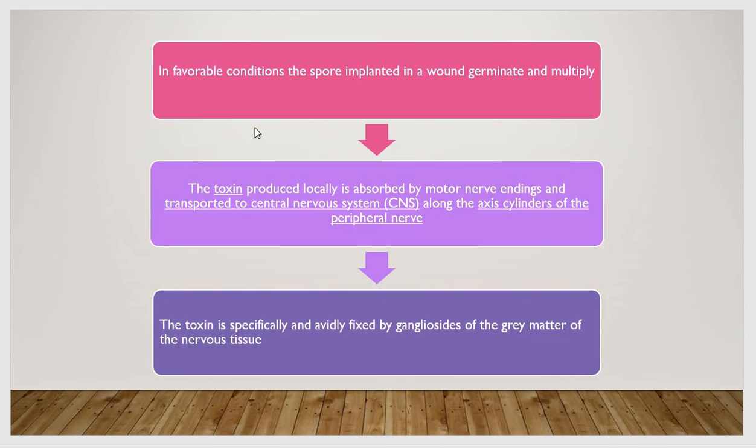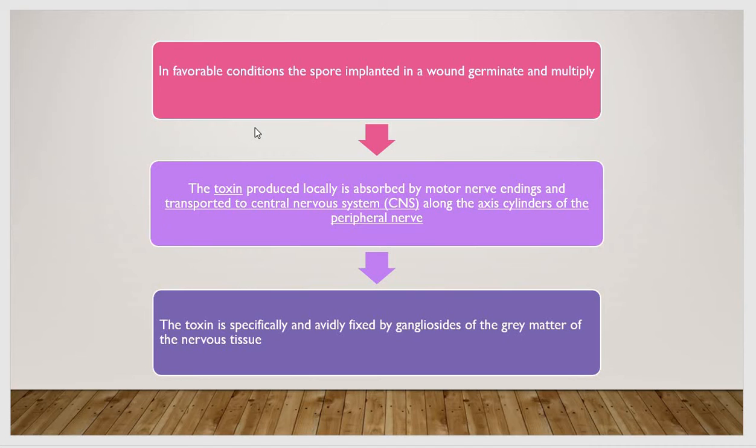The toxin produced locally is absorbed by the motor nerve endings and then transported to the central nervous system along the axis cylinders of the peripheral nerve. Basically, it travels there. Then the toxin is specifically and avidly, which means very, very dearly, fixed by the gangliosides of the gray matter of the nervous tissue.